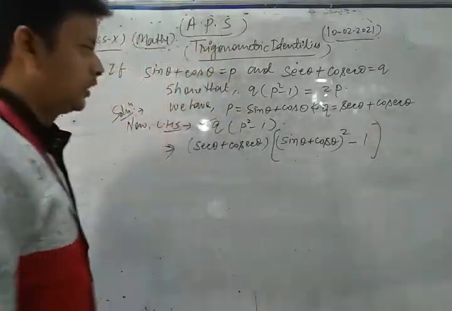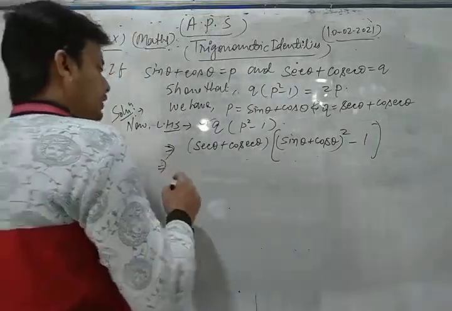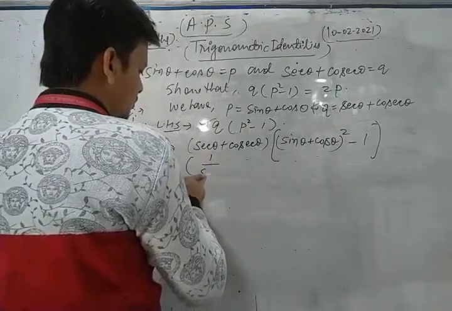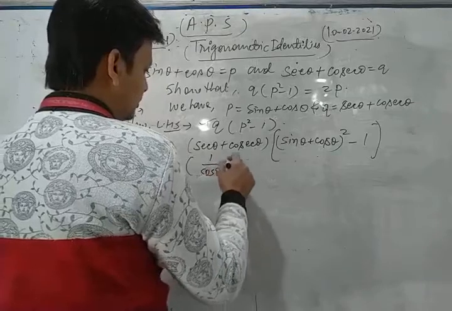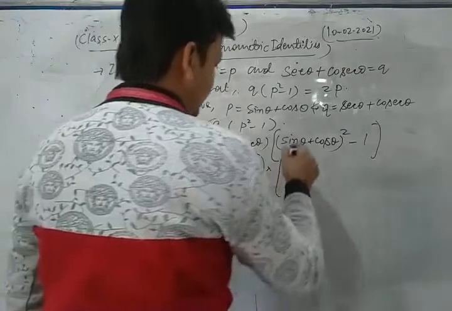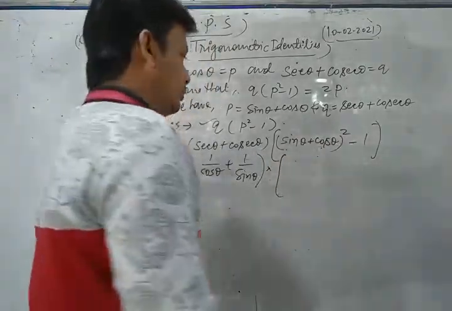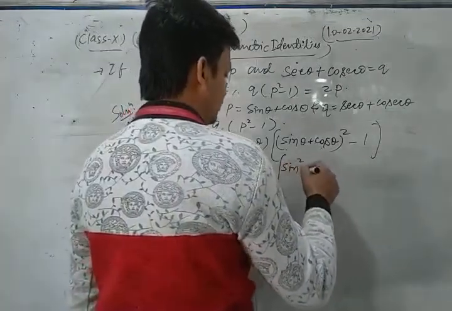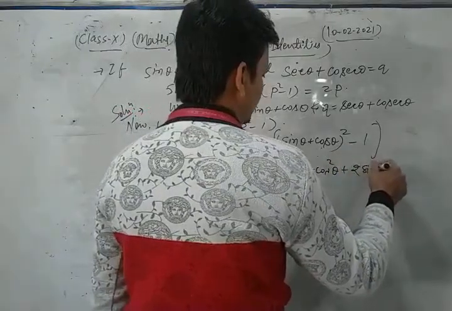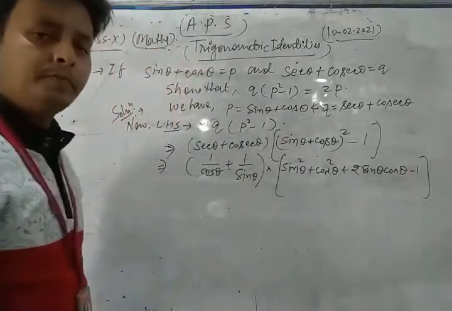Okay, now we simplify. We write 1 upon cos theta plus 1 upon sin theta, into, here a plus b, we expand it based on the identity of a plus b whole square. So we get a square plus b square plus 2ab, and minus 1 as it is.